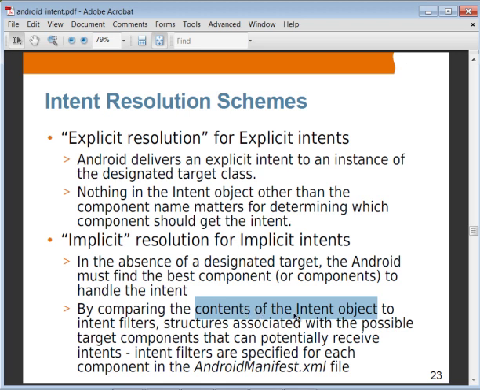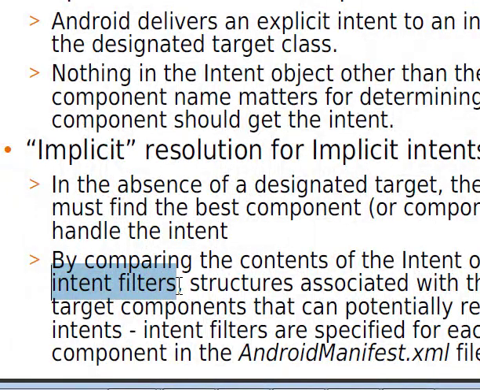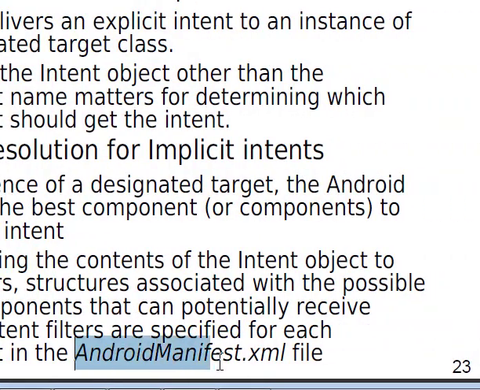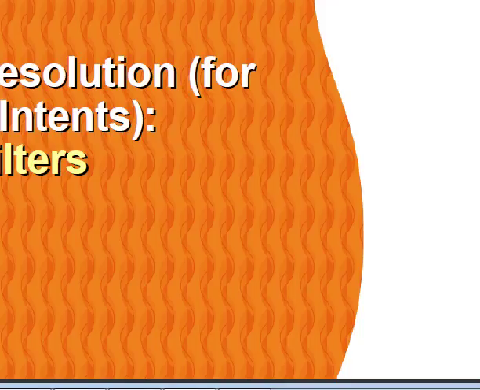Now it's going to use those three fields of the intent object and compare them against what are called intent filters. So what is an intent filter? Every component, meaning every activity on the Android platform, is associated with an intent filter. These intent filters are actually specified in the Android manifest XML file. So let's take a look at the concept of intent filters, which is used for implicit intent resolution.